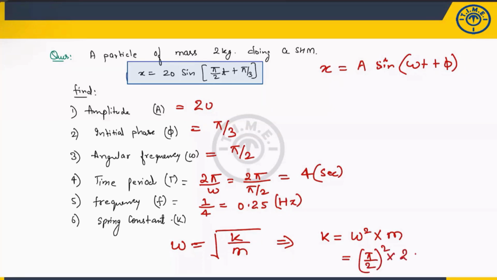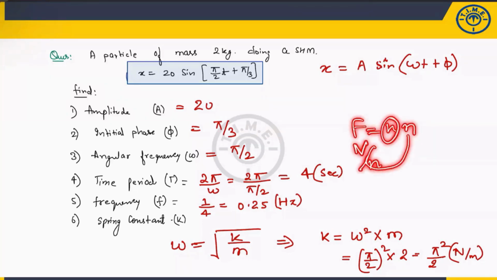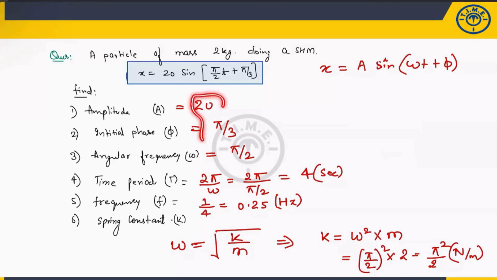Mass is given as 2 kg. So if you solve, it will become pi square, and this is 4, so pi square by 2 Newton per meter. Because you know the spring constant unit, since force is equal to kx, this is Newton, so if you divide with this here, you will get this. These basic questions they can frame, but if this question comes, they will ask only 1 mark.